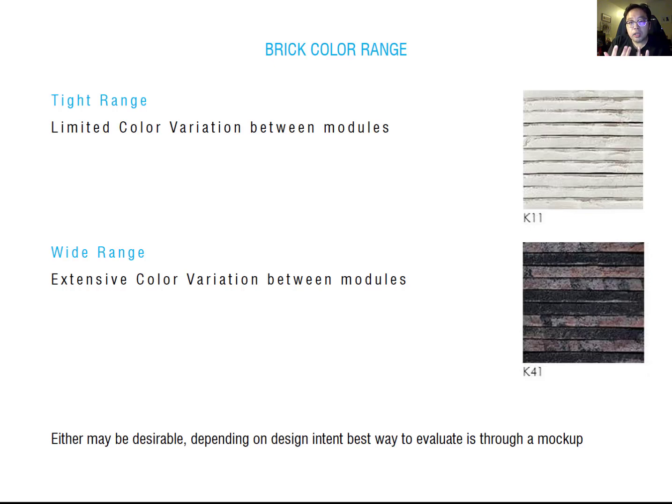However, when you want to make more of a dynamic expression of your facade, you might consider using the wide range. It is extensive color variation between the modules. It is more different color between the modules. So when you choose the brick color, you have to consider this color range. Want to give more monolithic feeling, consider the tight range. But if you want to give more dynamic and variety, consider the wide range.